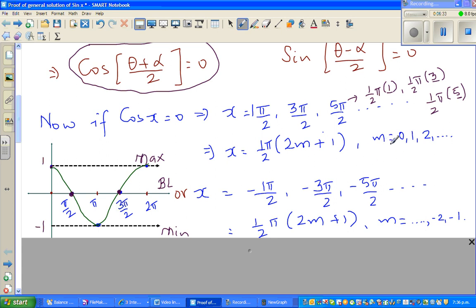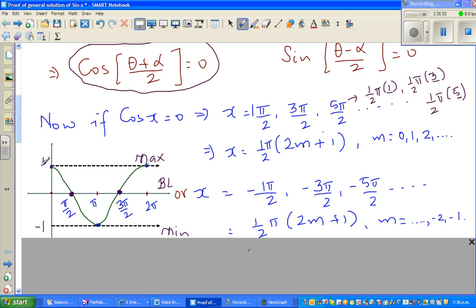So let us understand how they write that. If m is 0, this becomes half pi. If m is 1, 2 times 1 is 2 plus 1, so this is 3 pi by 2. When m is 2, it will be 5 pi by 2. So this is going clockwise.